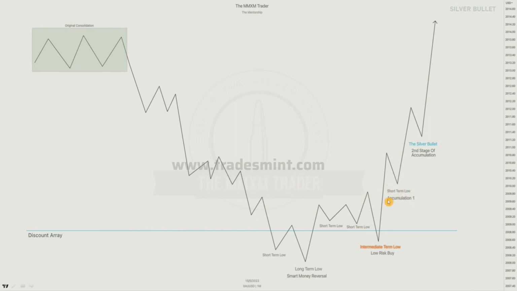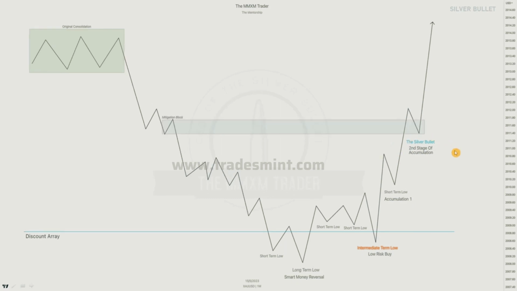Accumulation phase number one happens over here, then we expand higher again, and then the silver bullet is forming, which is the second stage of accumulation. Again, thinking back about order pairing, thinking back about mitigation blocks and those kinds of techniques, right? We can use that mitigation block once again.